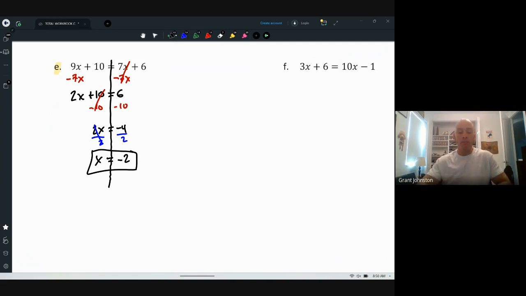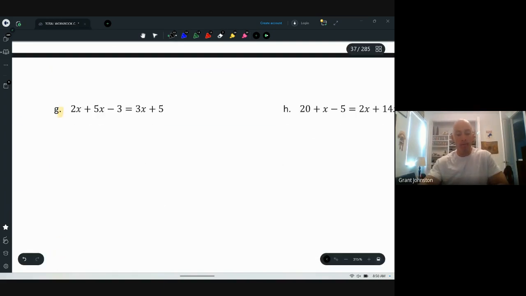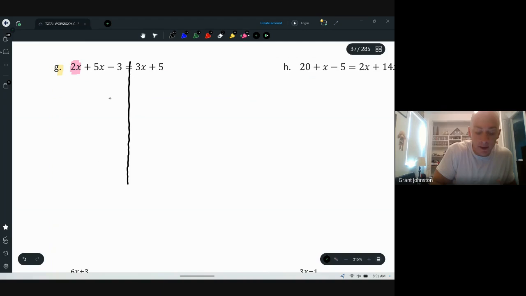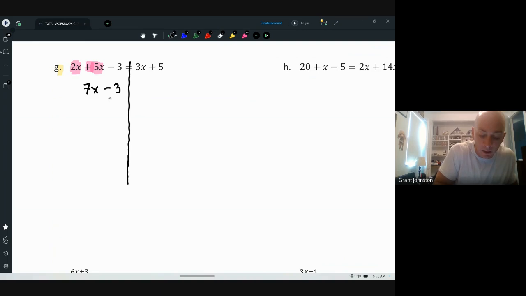G is very similar. We just have an extra step. We have x's on both sides still. But before we move any x, we have something we can combine. Look, we have a 2x and a 5x. Those can combine. So let's sharpen it up now. That would be a 7x minus 3 equals 3x plus 5.